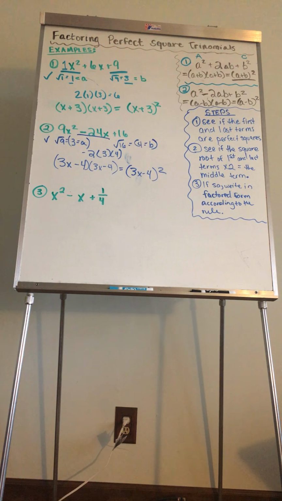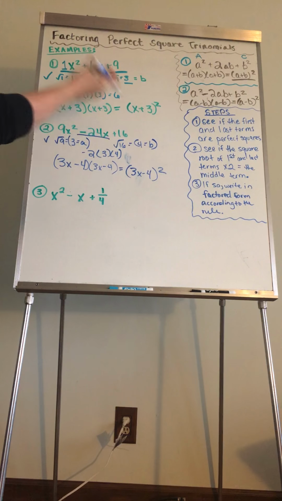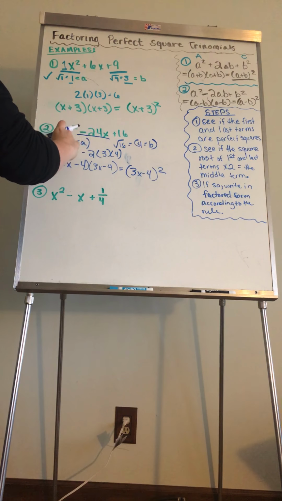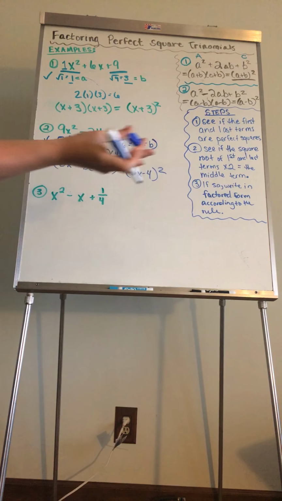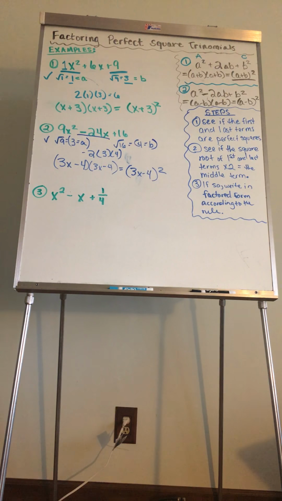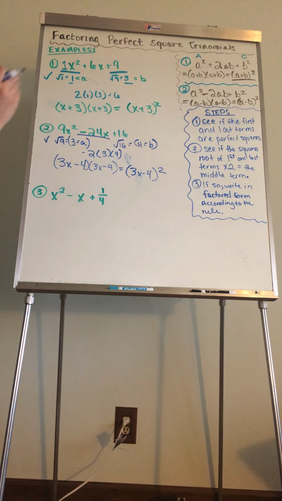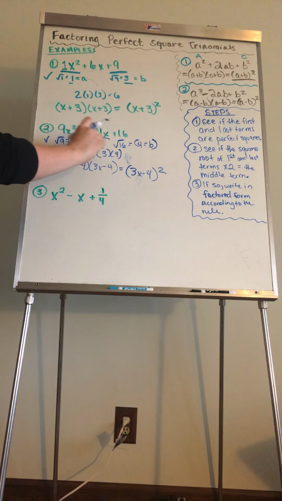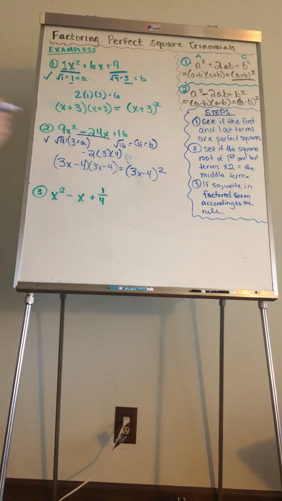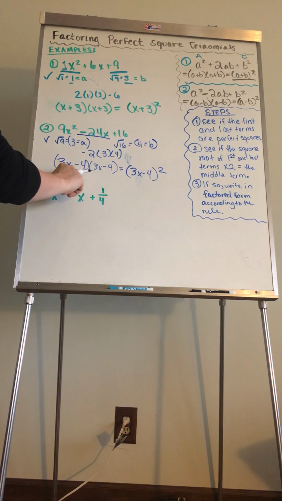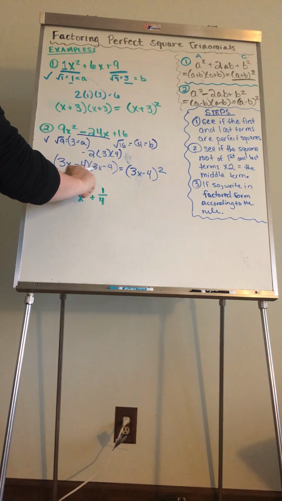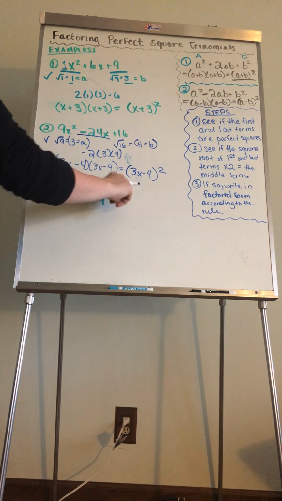So again, the steps are, you see if the first and the last terms are perfect squares. If they are, move on to the next step. Take the square root to find your a and your b, okay? Then the next step is to see if the middle term is 2 or negative 2 times a times b, okay? Then you rewrite it as ax minus b or ax plus b, okay?